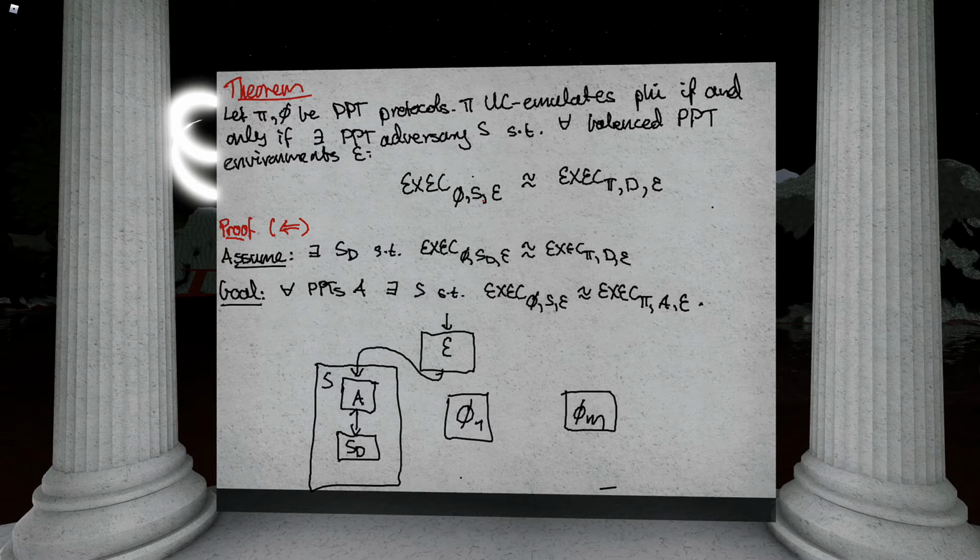This picture I'm drawing here is just to guide you on what's going on. The simulator is going to work by running the dummy simulator to talk to the parties and the adversary to talk to the environment. So from the environment's perspective, it's talking to the adversary. From the protocol's perspective, it's talking to the dummy simulator. And this is how we are going to simulate our arbitrary adversary, and we'll see why this should work.